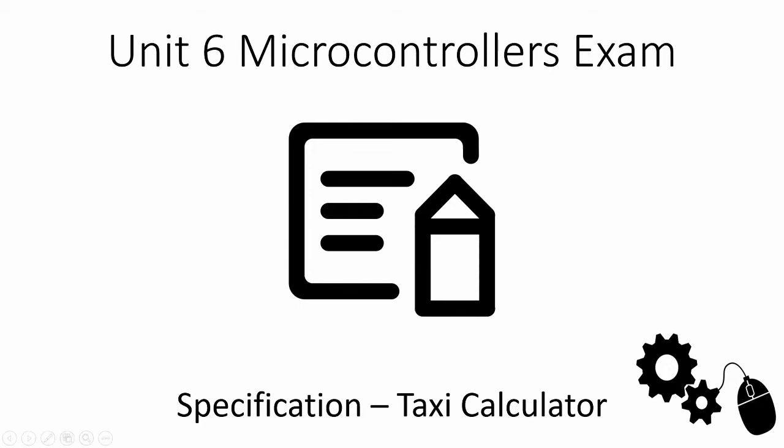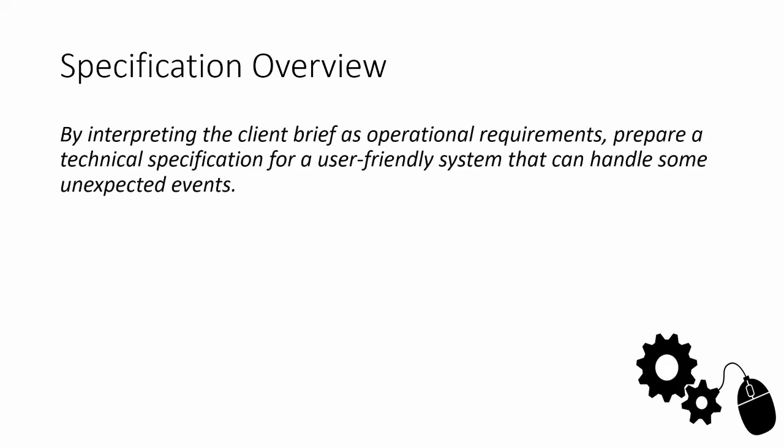First of all, it's probably a good idea to have a quick look at what we need to do for a specification. And here's what the example says. It says, by interpreting the client brief as operational requirements, prepare a technical specification for a user-friendly system that can handle some unexpected events. And for this, we'd probably want to have eight bullet points for the specification, or more if we can. If we can put more points in, that's good. But I think a minimum of eight is a good kind of barrier to have for the specification.